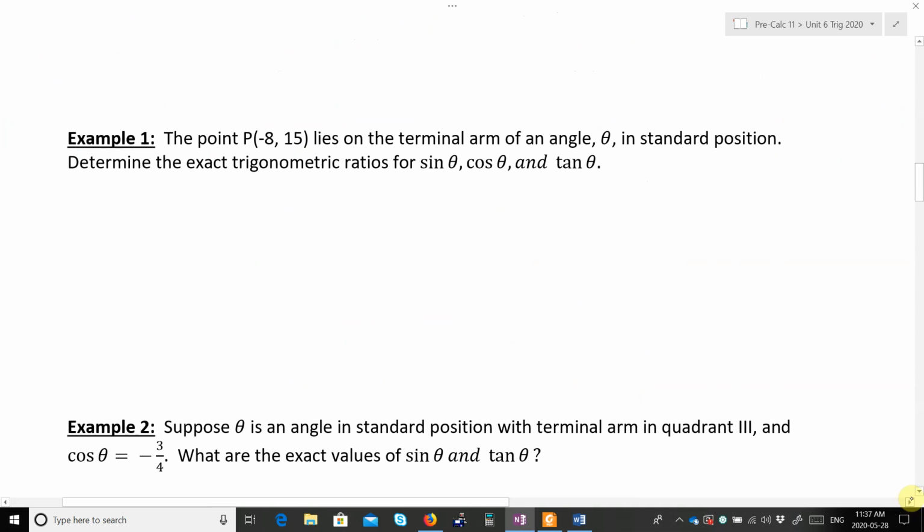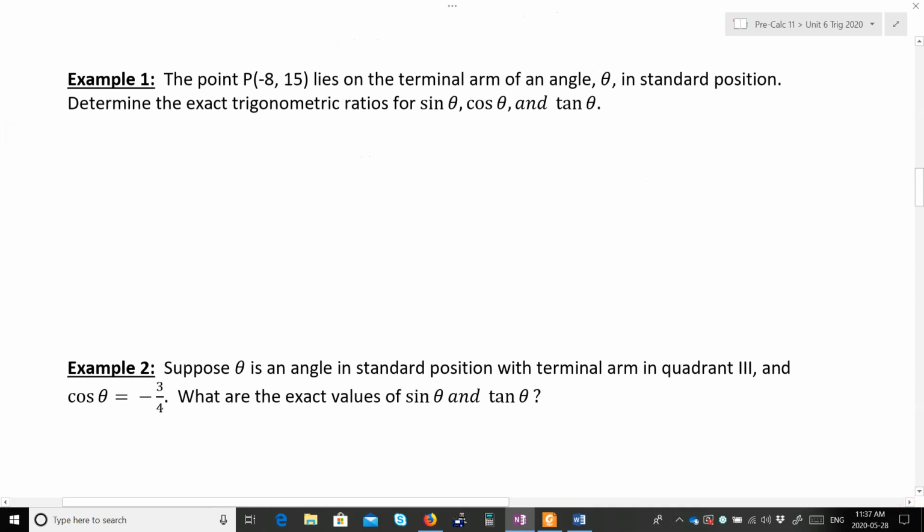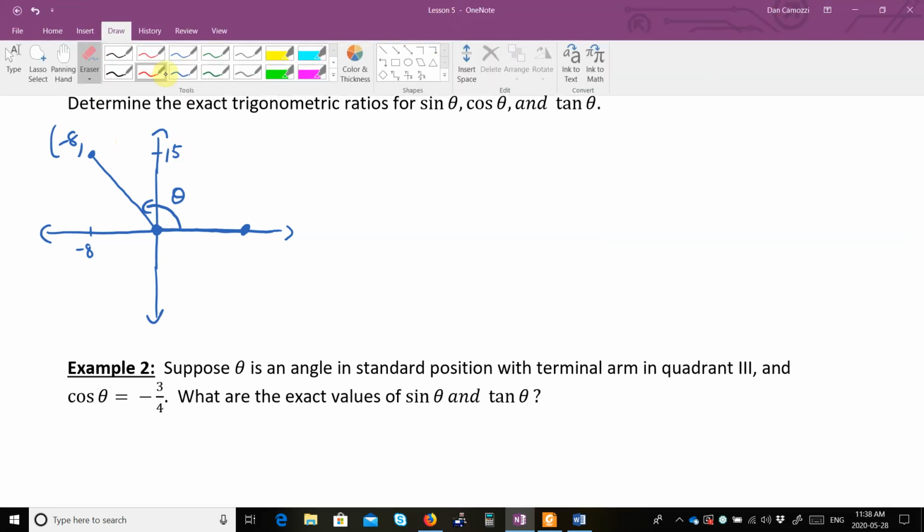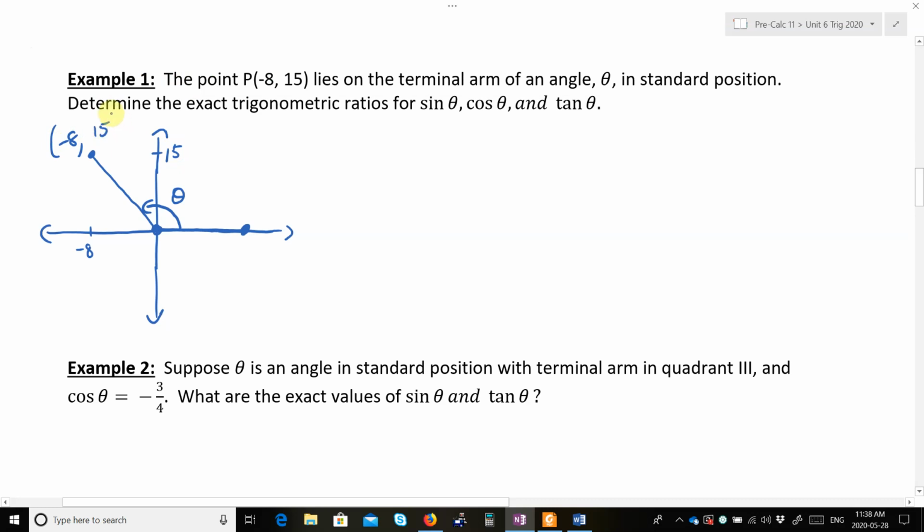Alright, so let's do some examples. Example 1, the point -8, 15 lies on the terminal arm of an angle theta in standard position. Determine the exact trigonometric ratios for sine, cos, and tan. Okay, so -8, 15 would be somewhere up like this. And it forms this angle theta with the initial arm. And it wants to know the exact trig ratios for sine, cos, and tan.